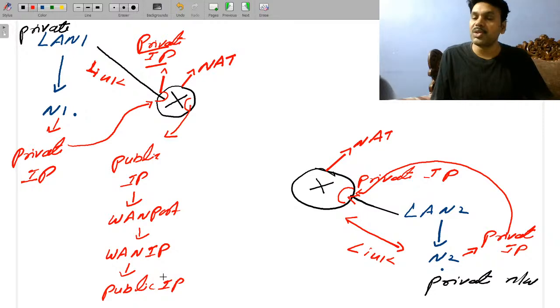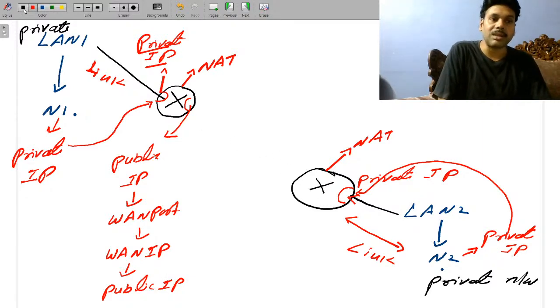Who is going to give you the public IPs? Question mark. Who is going to give the public IPs? Can anybody respond through the comments? Who is going to give you the public IPs? Are they freely usable? Anybody can give a comment. Who is going to give you the public IP?